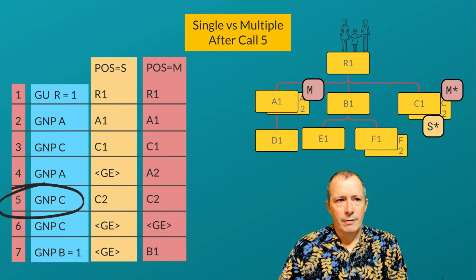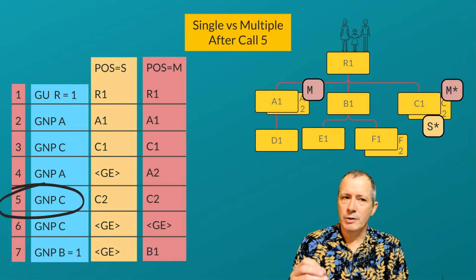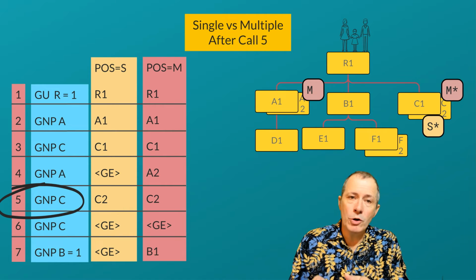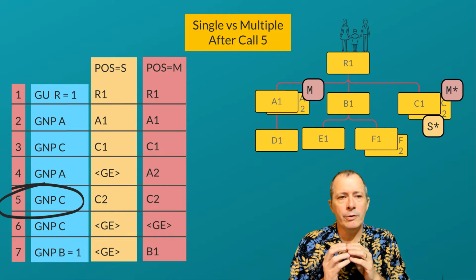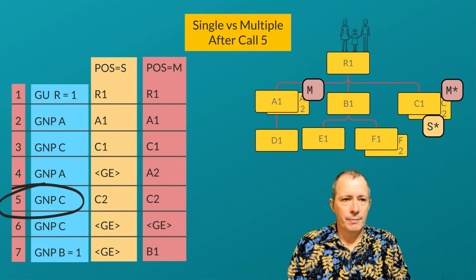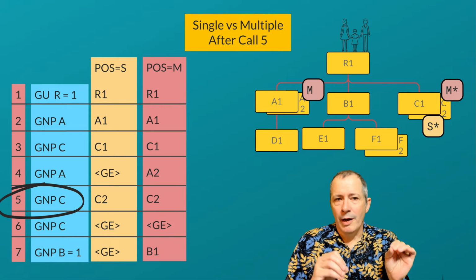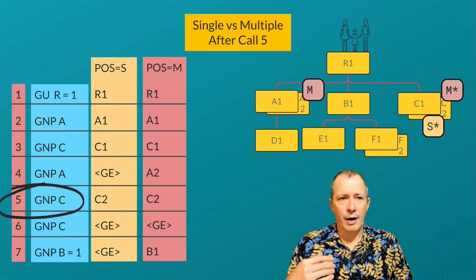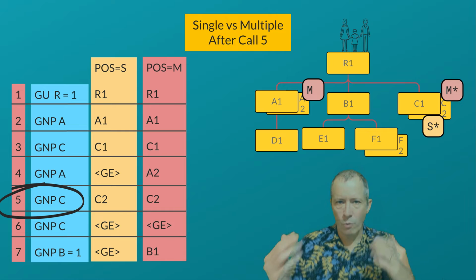Call number 5. Get next within parent for segment C. Both the single and the multiple positioning PCBs return the C2 segment. Current position is now on C2 for both, and parent remains on the root R1.